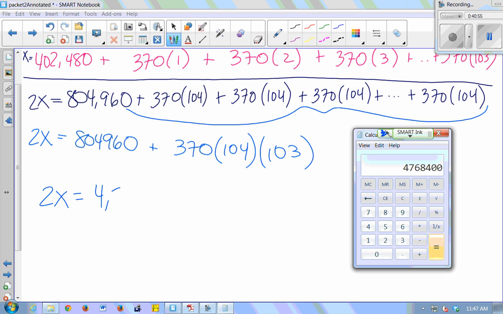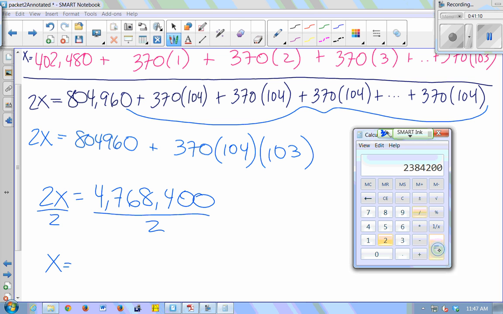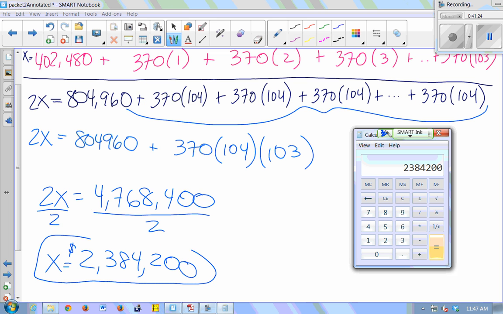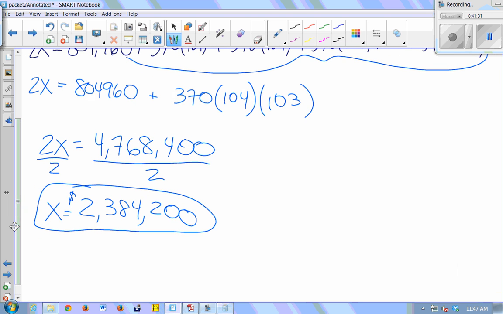4,768,400. That is double the number that I'm going to spend. That equals 2x. So I just divide both sides by 2. And I get $2,384,200. That's how much money the manufacturer is going to have to spend on storing his widgets. Whew.